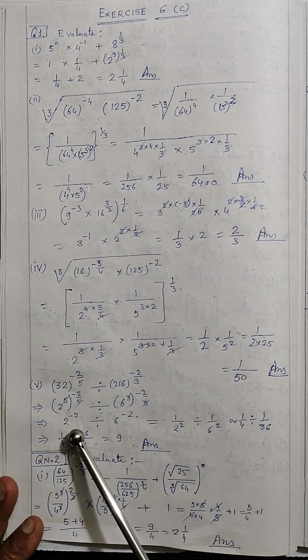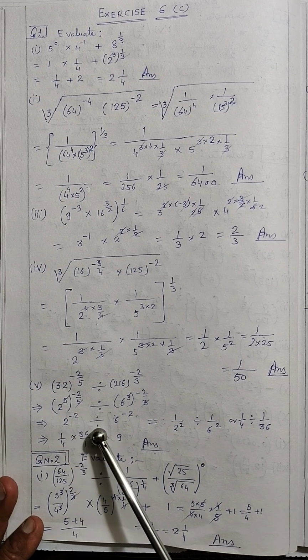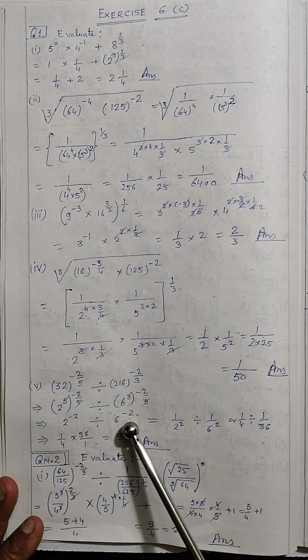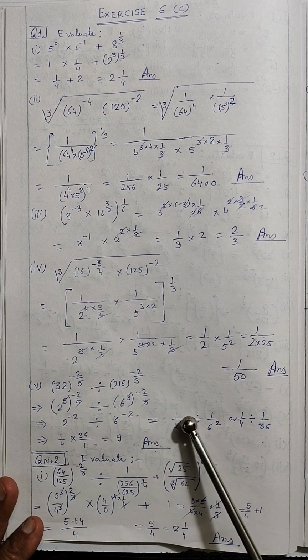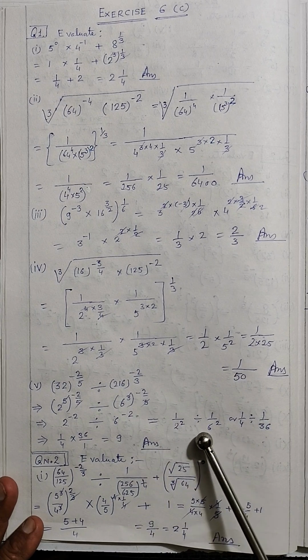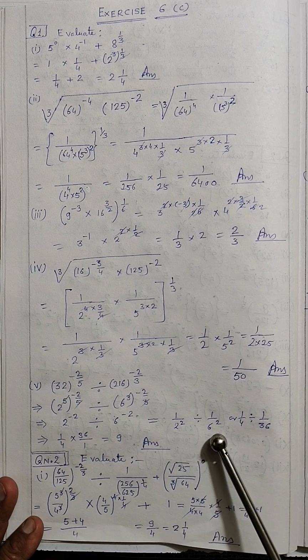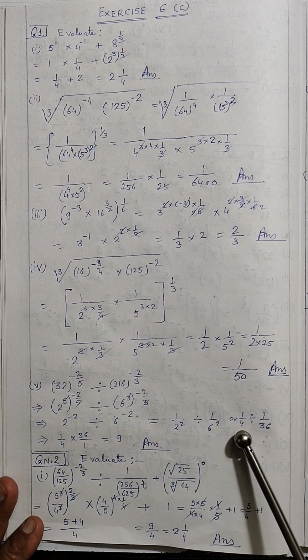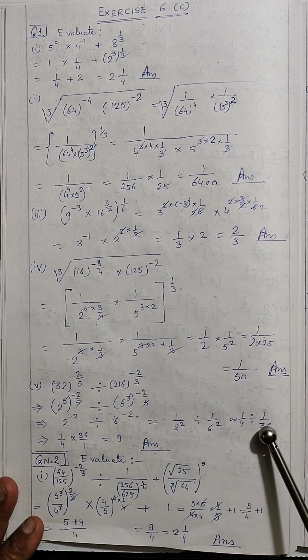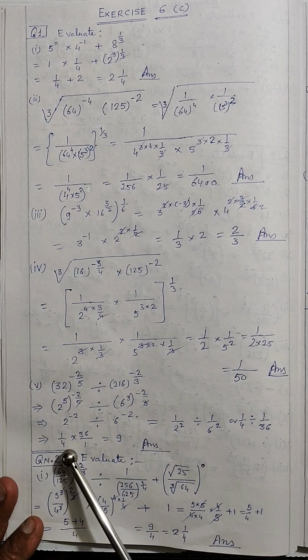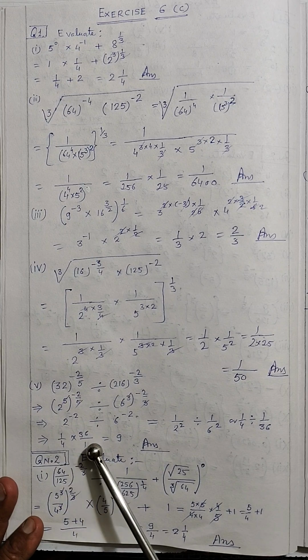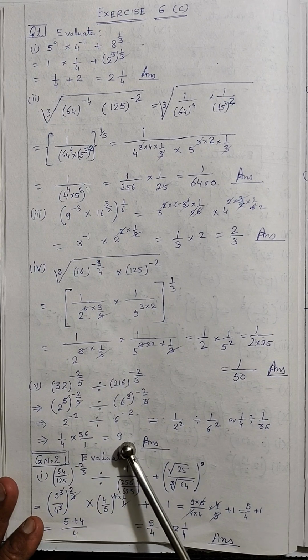So ultimately we will get here 2 raised to power minus 2 divided by 6 raised to power minus 2. It will be equal to 1 upon 2 raised to power 2 divided by 1 upon 6 raised to power 2. That will be equal to 1 upon 4 divided by 1 upon 36. So here 1 upon 4 into 36 by 1 is equal to 9.